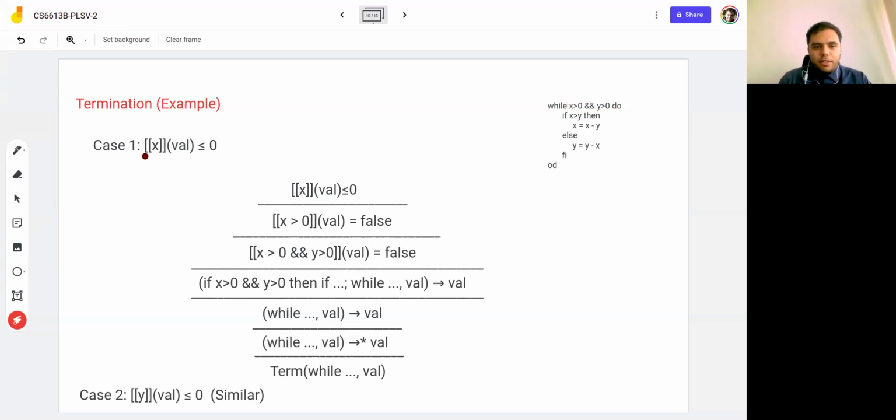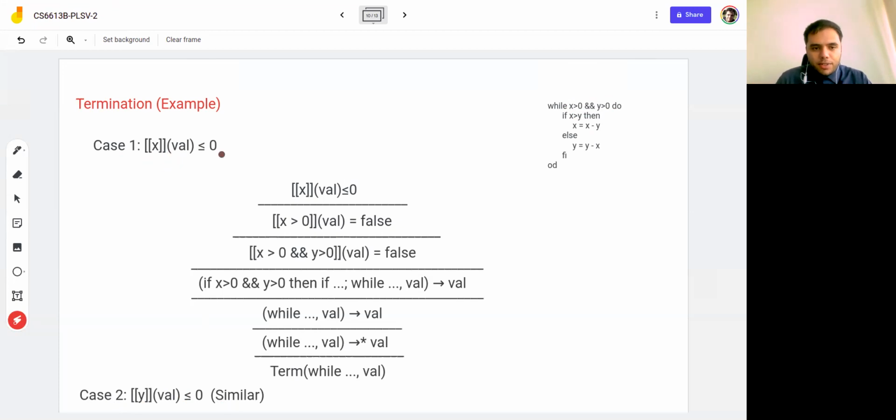Well, again, this is two cases by itself. One case is if the value of X is less than or equal to 0, and the other case is if the value of Y is less than or equal to 0, but they're very similar. So I'm just going to go through case one. And you will see that we are applying a lot of different rules, both from the evaluation rules and also from the small step semantics.